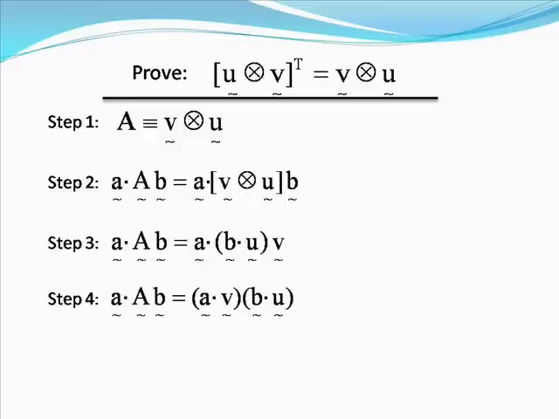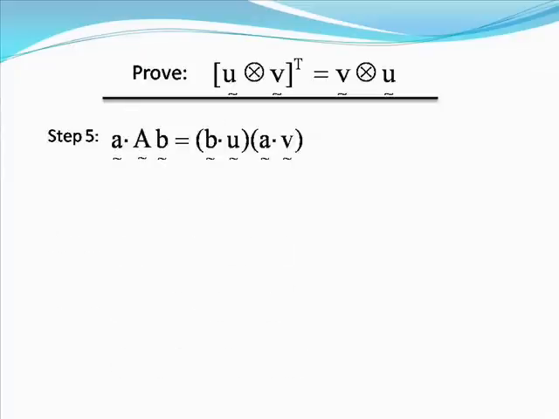In step 4, we realized that the dot product that you see in step 3 of b, scalar product u, is actually a scalar, and therefore it is distributive. And we made the substitutions in step 4. In step 5, we realized that in step 4, a dot v and b dot u are simply two scalars, and therefore they are commutative. In step 6, we simply, once again, use the fact that a dot v is a scalar, and we redistributed the values.